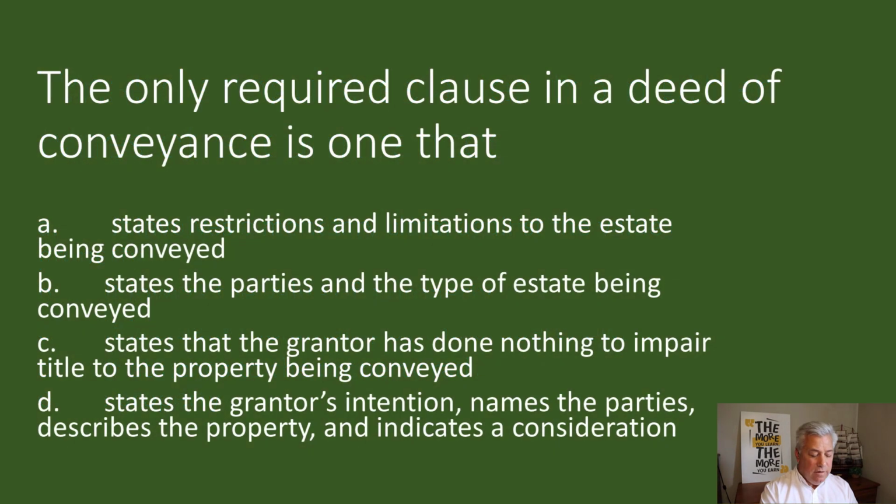Question number 5. The only required clause in a deed of conveyance is one that? The answer is D. States the grantor's intention, names the parties, describes the property, and indicates a consideration, and this is what we would call the granting clause. The opening clause in the deed that tells us a lot about what the seller's intentions are as far as what type of ownership and intentions in transferring that ownership to a buyer. The granting clause is the only required clause in a deed.